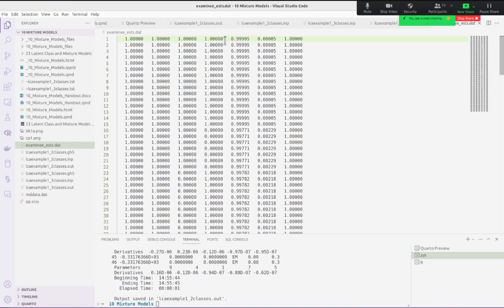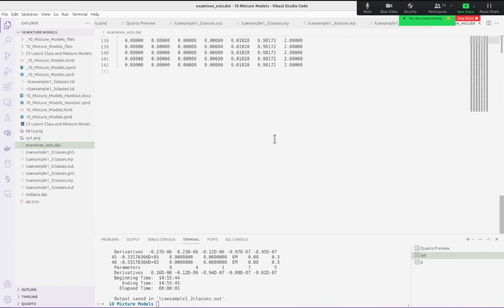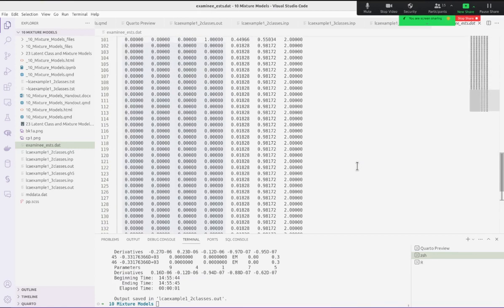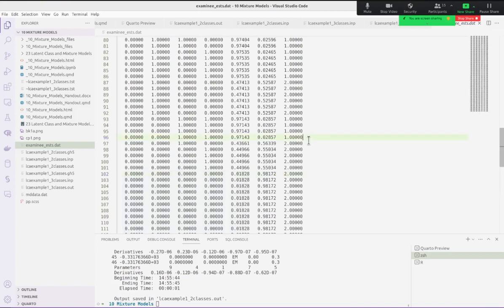But the closer it gets to 1 or the closer it gets to 0, it tells us how certain our classification is. So we're very certain this person is in class 1. And if we go down to the end of this file, we'd see we were very certain the last person, the person that had 4 zeros, was in class 2. And then perhaps somewhere in between, we have some classes that we are a little bit less certain about.